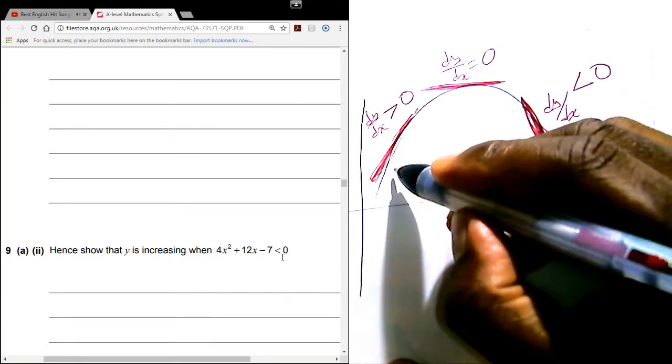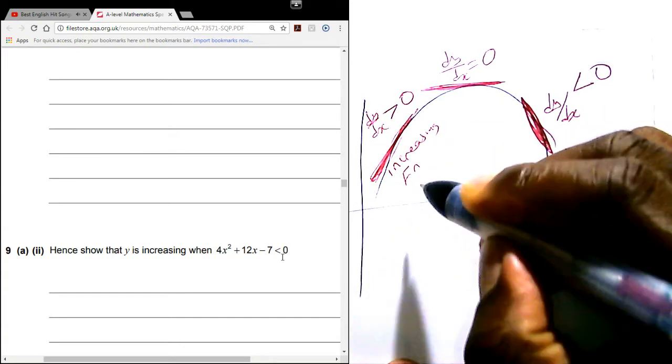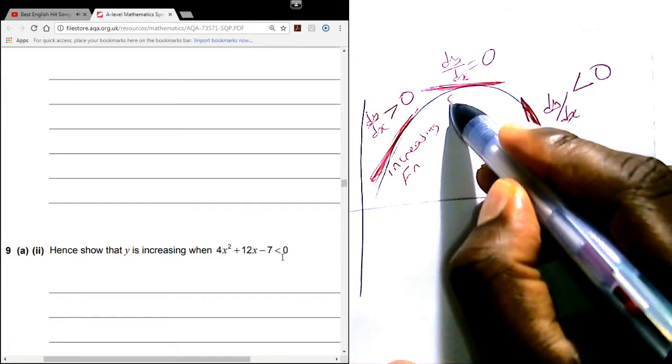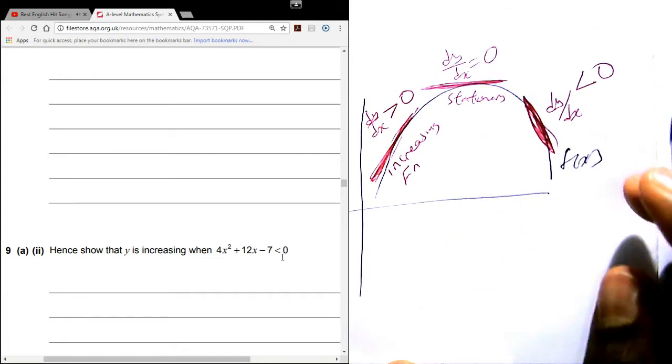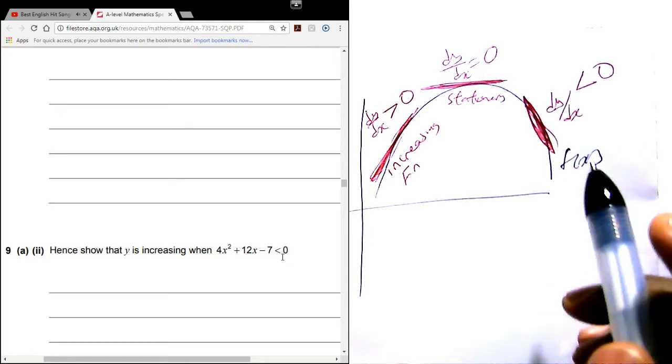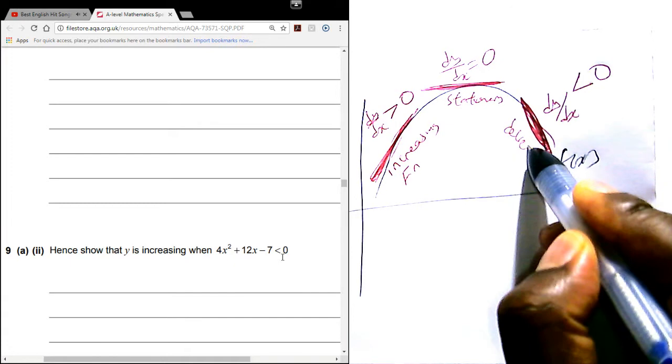Now this is called an increasing function. This is called a stationary point. My handwriting is terrible, and that's because I don't care. And at this point it's called a decreasing function.